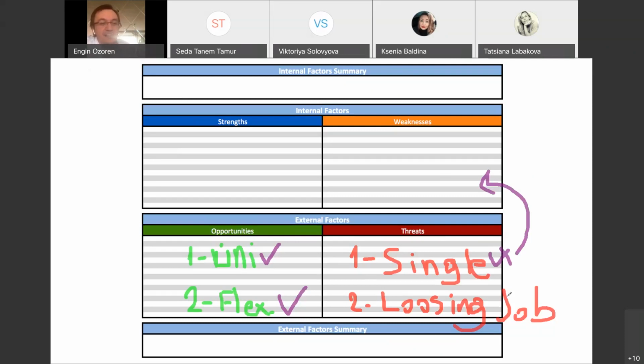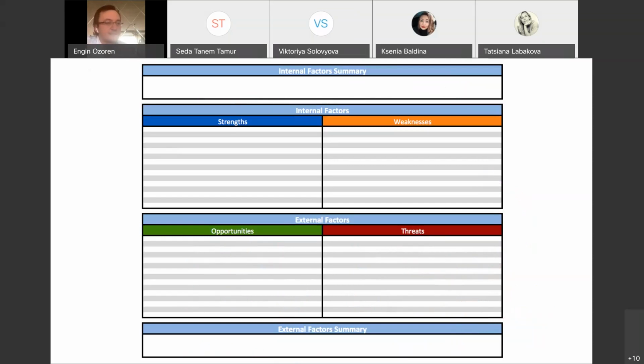And losing job, yes, I couldn't control the digital transformation of the training departments. So the technology is affecting us. That is my external. Please write down your internal factors as a sentence on top and external factors as a sentence at the bottom. So what comes next?